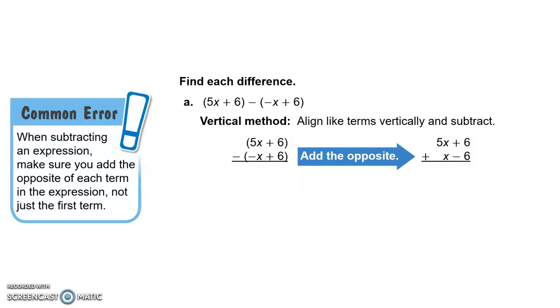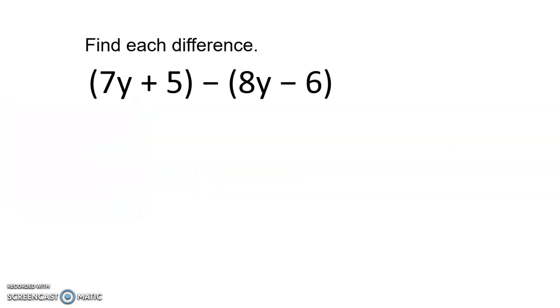And then you combine. Now it says a common error is when subtracting an expression, make sure you add the opposite of each term in the expression, not just the first term. Otherwise, you won't get the correct answer. That one ended up being 6x. That was an example in your notes. But let's look at this one right here.